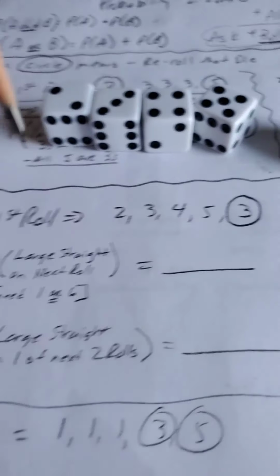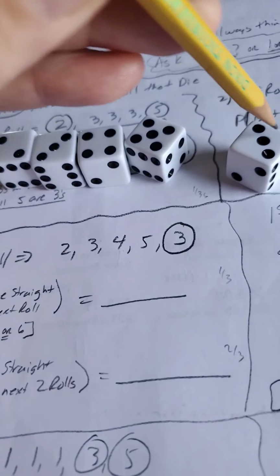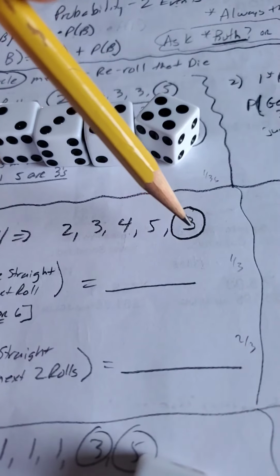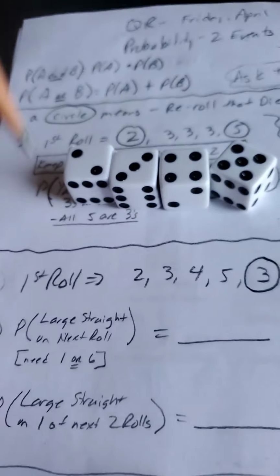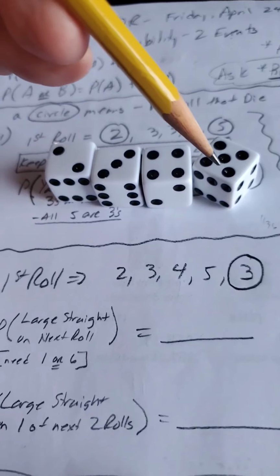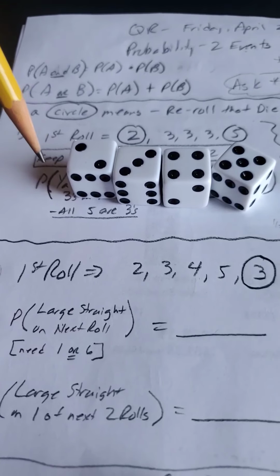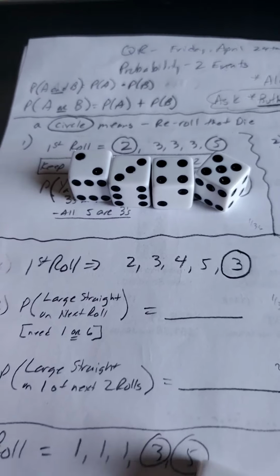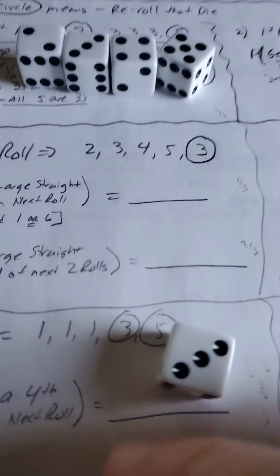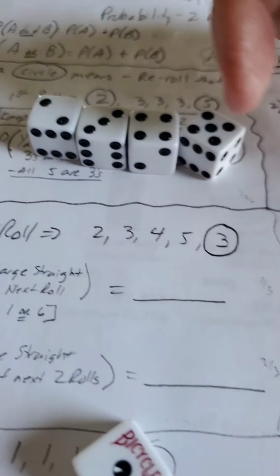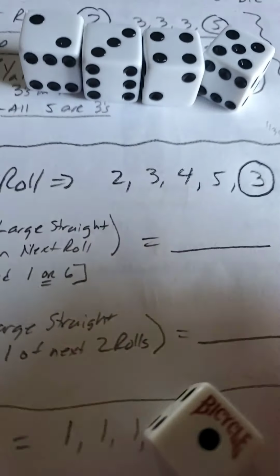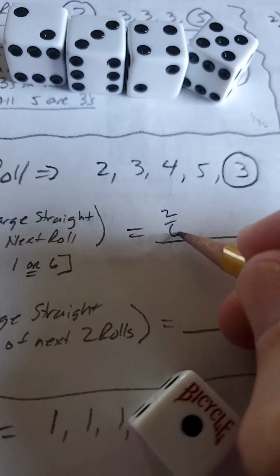So what I'm deciding to do is I'm going to re-roll this die. That's why I circled it. Okay, the circled one means I'm going to re-roll it. And what's the probability I get a large straight? Well, the nice part about this large straight is I can either get a 1 or a 6. So I have 2 chances. There are 2 things on this die I would want to roll. I'm okay rolling a 1 or a 6 because there's a chance either side to create the large straight. So I have 2 out of 6 chances.